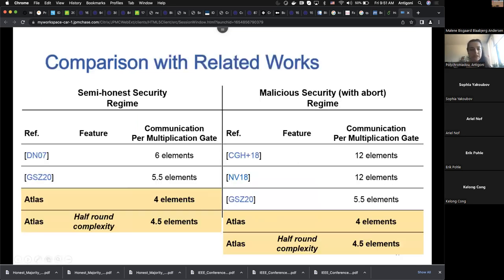Okay, and here is the picture with the comparison to the related work. By the way, we call this protocol Atlas. Here in the semi-honest setting, where we focus in this talk, from 6 elements we go to 4 elements. And if we also want to reduce the round complexity by half, we can have 4.5 elements. In the malicious setting, we can achieve exactly the same complexity. These are the improvements over the previous works.